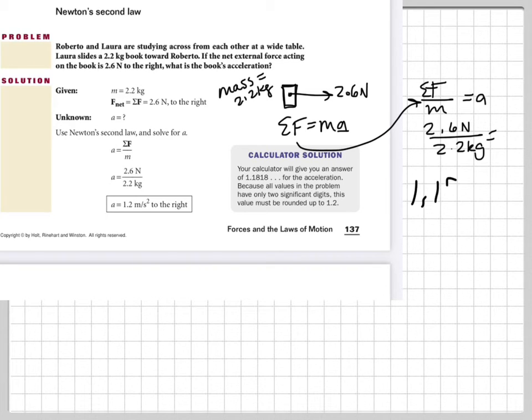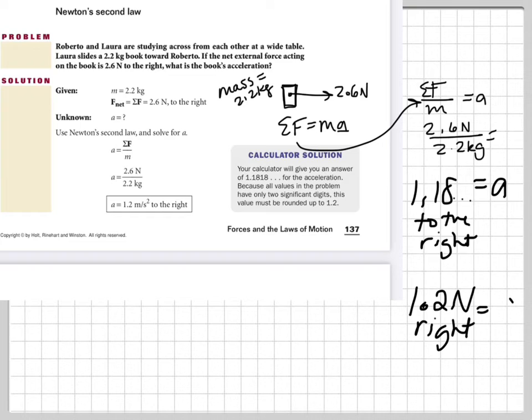So 1.18 blah blah blah equals acceleration. And you would have to say to the right, because that's going to be in the same direction as the net force, and they said that was to the right. How many sig figs do we have? Just 2, so this becomes 1.2 newtons right equals acceleration. Does that make sense?